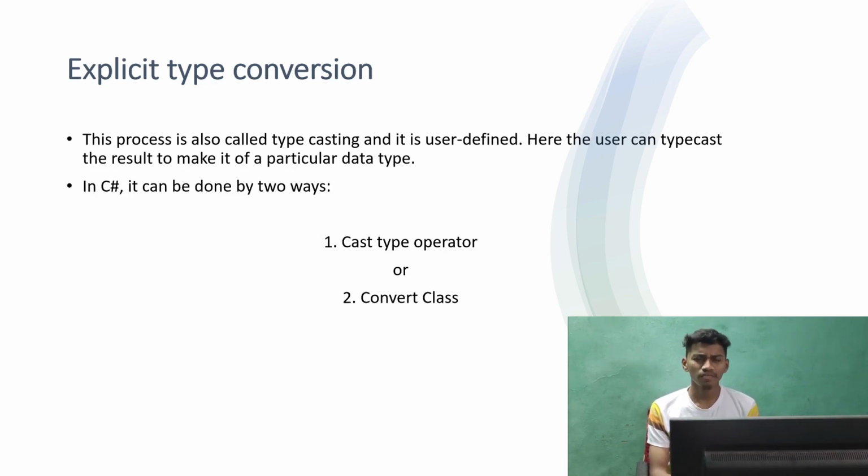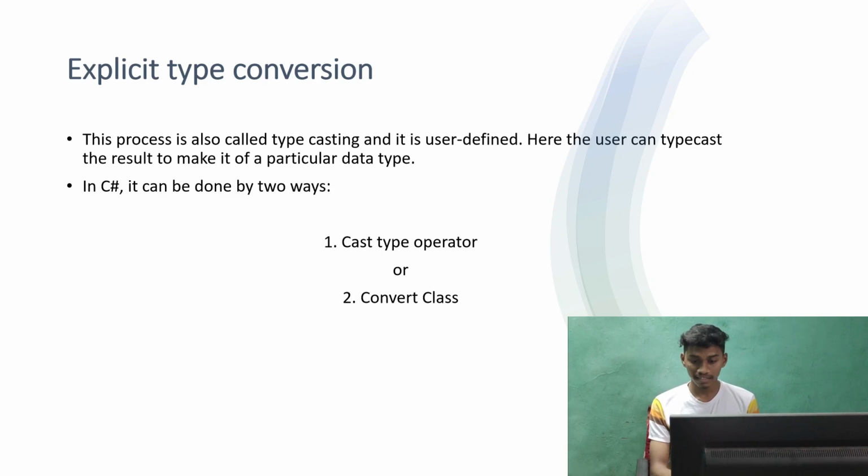So you might have a question: why not implicit? The reason behind this is that a float type is a higher data type than int. So it will be difficult to convert it because it can cause a loss of information and also it can cause an overflow exception.